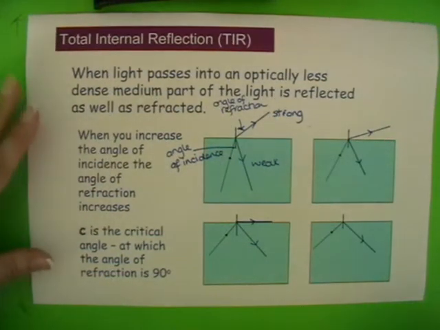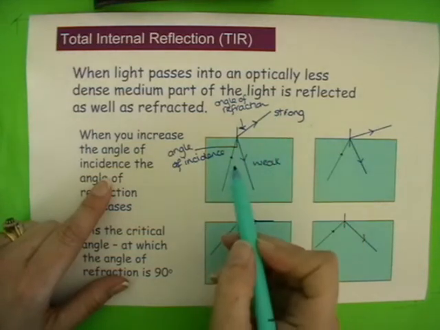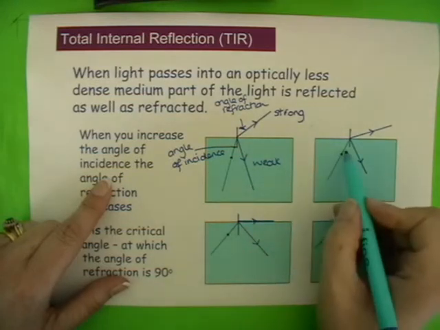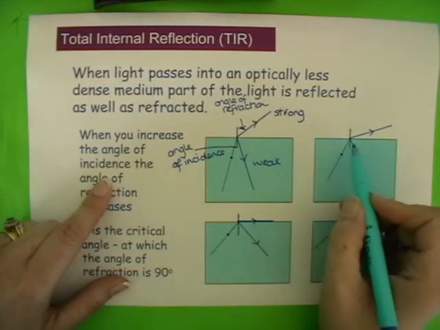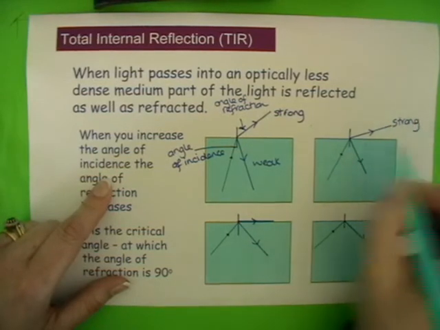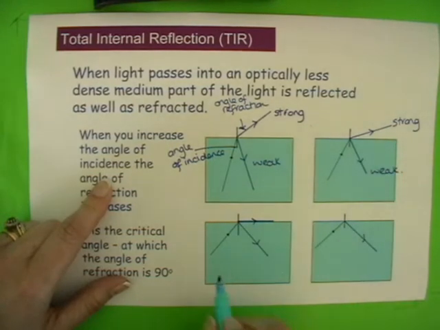Now, looking at these completed diagrams, the angle of incidence in the first one is very narrow, and we have a strong refracted ray and a weak reflected one. In the second diagram, the angle of incidence has increased, so the angle of refraction has increased. And we have a strong refracted ray with a bigger angle and a weak reflected ray.